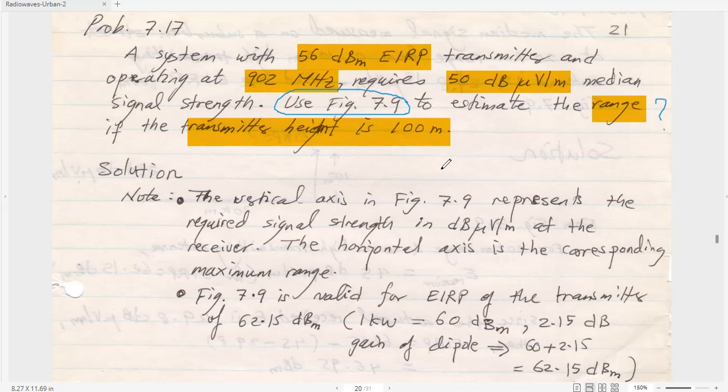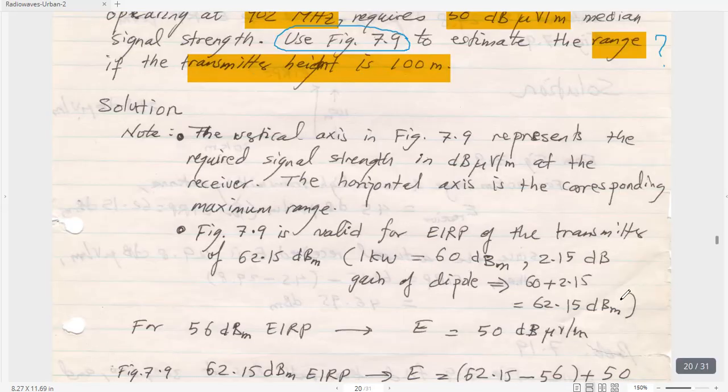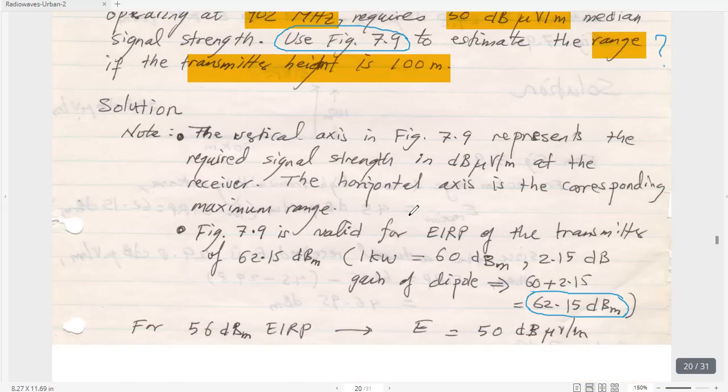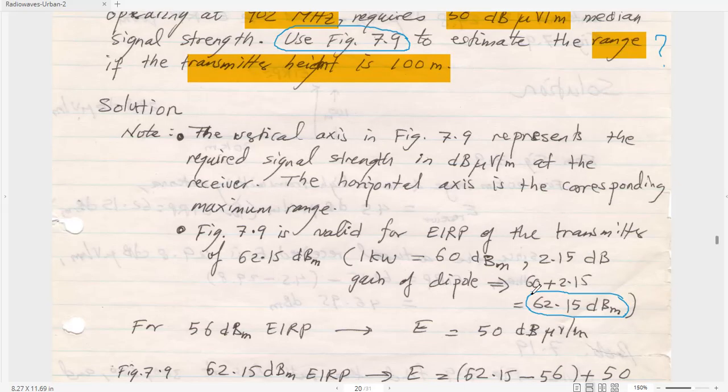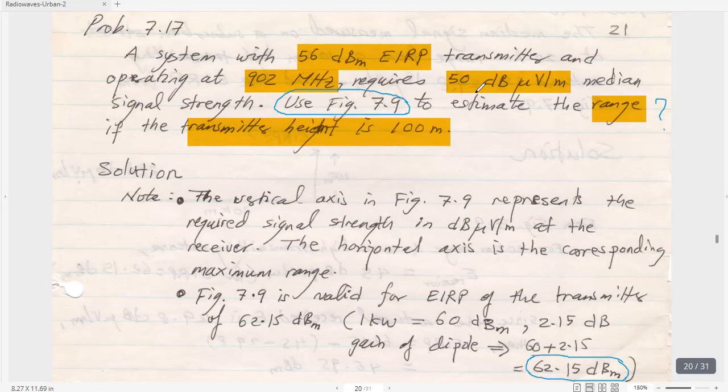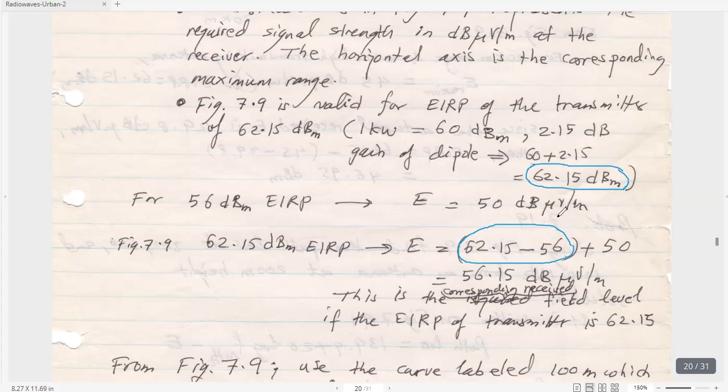Now, figure 7.9 is valid only for 62.15 dB EIRP. The EIRP here is 56, so the difference is 62.15 minus 56. This is the difference. Now we add the difference to the signal level, which is 50 dB microvolt here. So we add this to 50 dB microvolt to obtain the electric field.